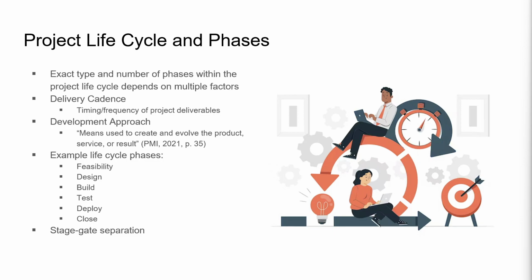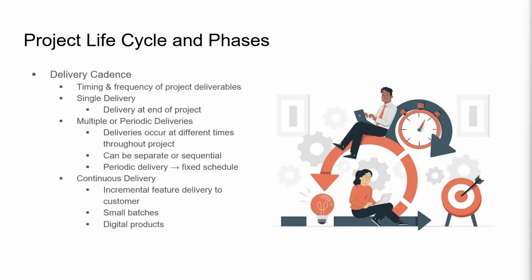Examples of different project phases are feasibility, or analyzing the viability of a project prior to starting development work, the actual design and build processes, testing and deployment, and project closing activities. These phases are often separated by stage gates, which act as checkpoints to ensure all necessary work is complete before moving on to the next phase of a project.